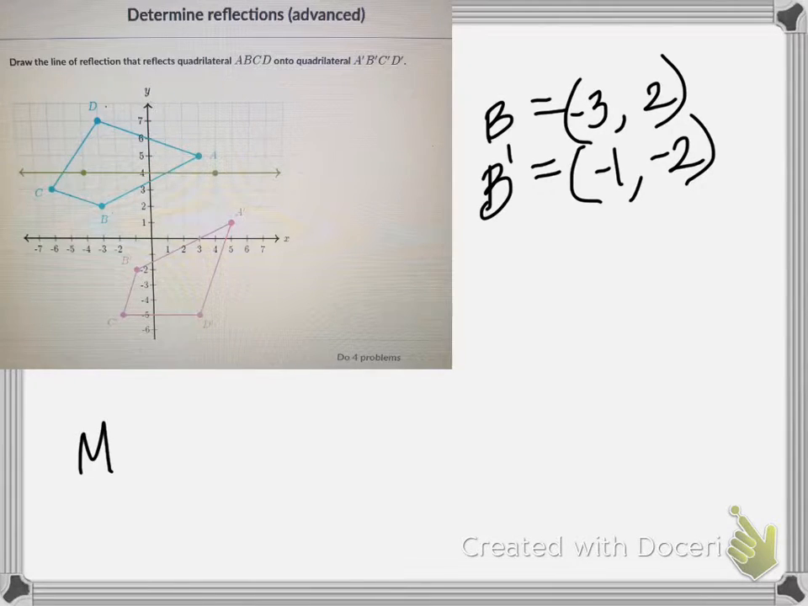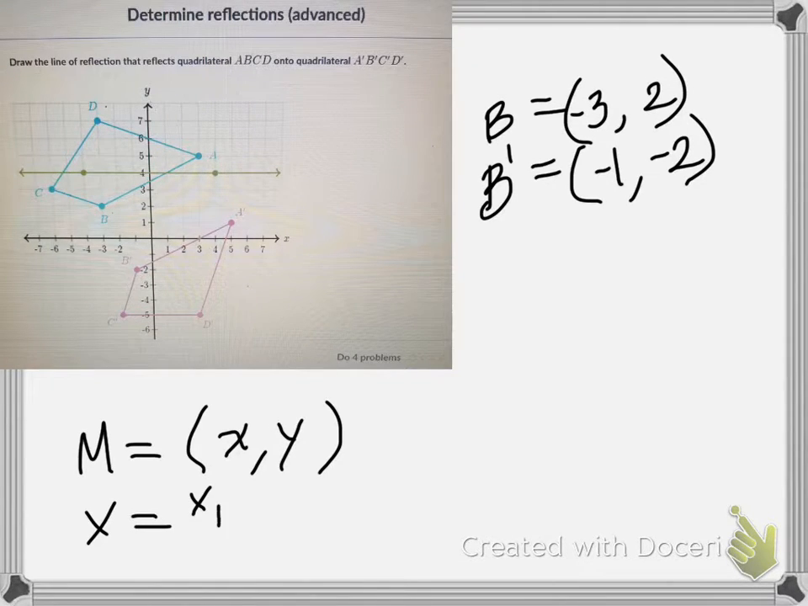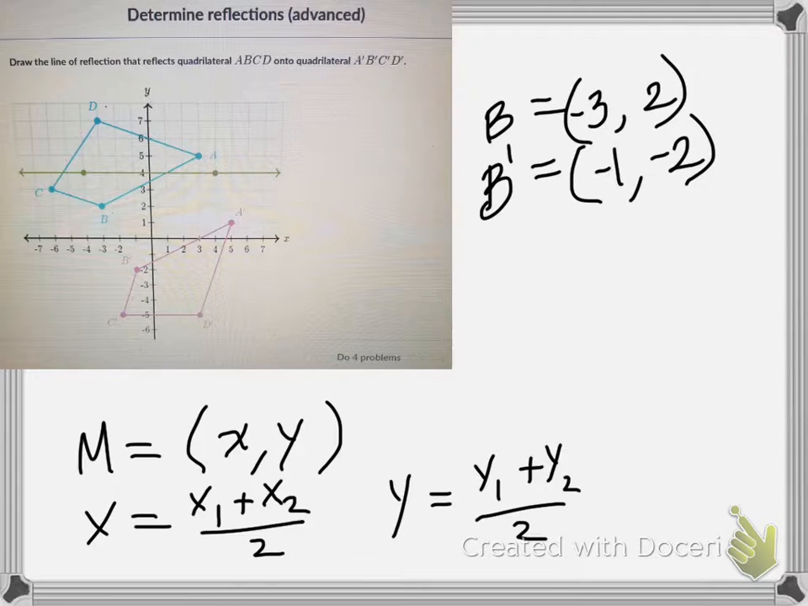So the midpoint has this formula, and it's going to be a set of parentheses, and a midpoint is going to be a point x and y. We don't know what they are, but in order to find x, we have to do x1 plus x2 divided by 2. In order to do y, we're going to do y1 plus y2 divided by 2. Okay, so that's what we're going to do here.